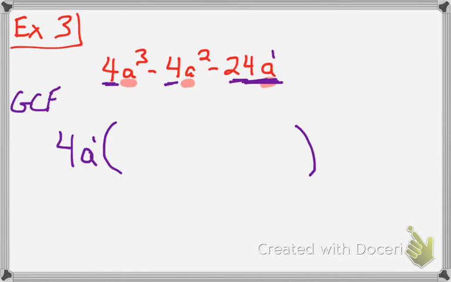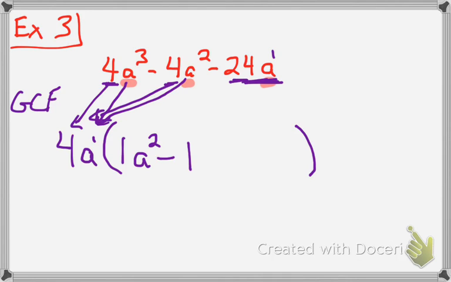Now I can set this up. 4 divided by 4 is 1. a to the third divided by a to the first is subtract your exponents: a squared. Okay, now keep going. 4 divided by 4 is 1. a squared, take a the first out, only have an a left. And then 24 divided by 4 is 6. a to the first, we took it out. Okay, we're done. So I'm going to kind of clean this up a little bit.